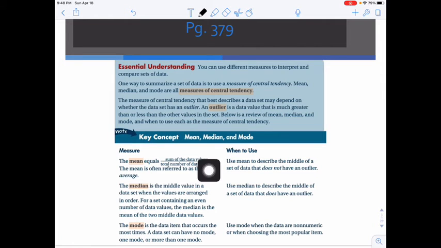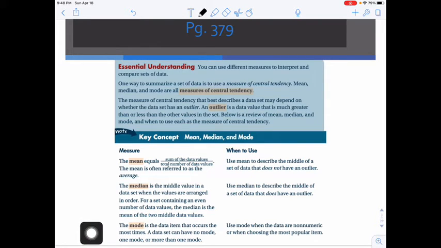central tendency. The mean equals the sum of the data values divided by the total number of data values. The mean is often referred to as the average. You can use the mean to describe the middle of a set of data that does not have an outlier. The median is the middle value in a data set when the values are arranged in order. For a set containing an even number of data values, the median is the mean of the two middle data values. Use the median to describe the middle of a set of data that does have an outlier.